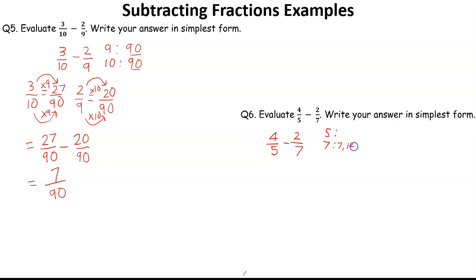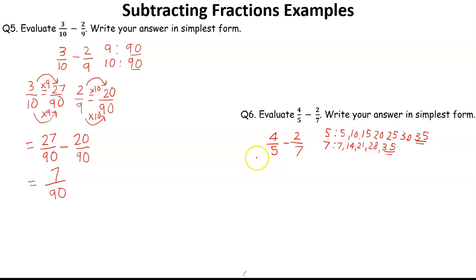7, 14, 21, 28, 35. Multiples of 5, I've got 5, 10, 15, 20, 25, 30, 35. So it looks like 35 is going to be my lowest common multiple between 5 and 7.